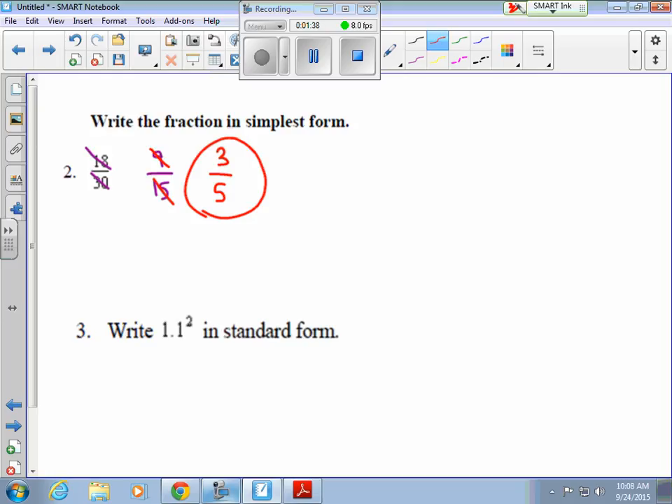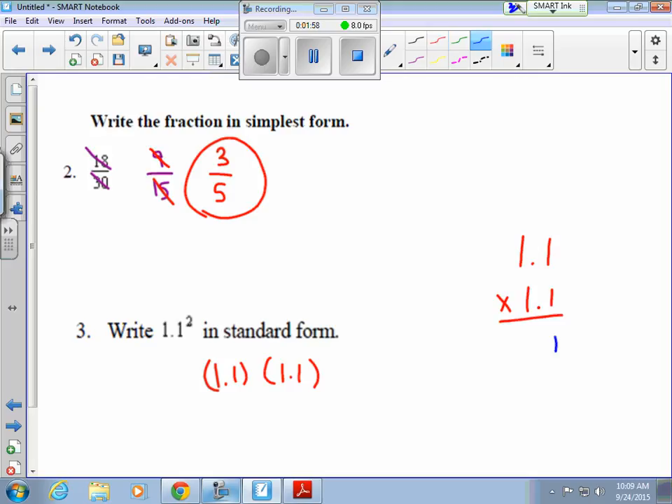Writing 1.1 squared in standard form would be 1.1 times 1.1. So if you stack them the way you could see them, where you could work them a little bit easier, just do this. It's like 11 times 11, which is 121. But let's see how we get to that.